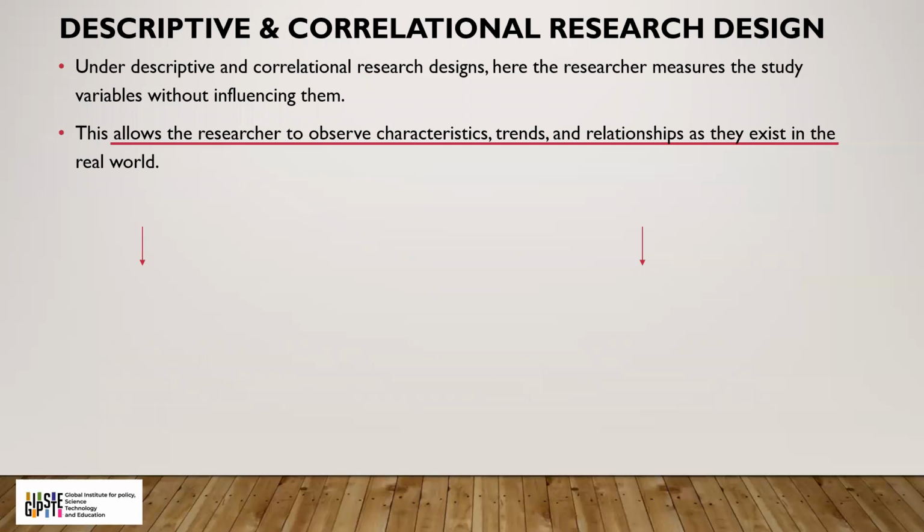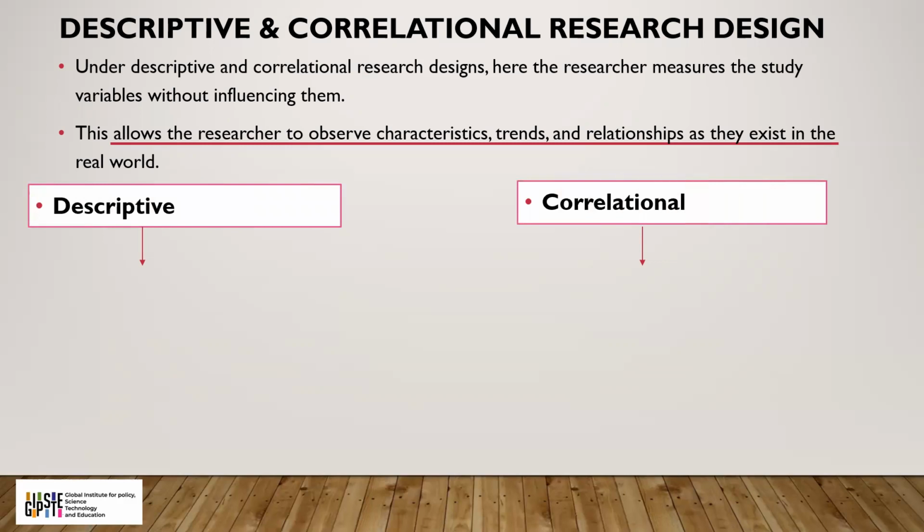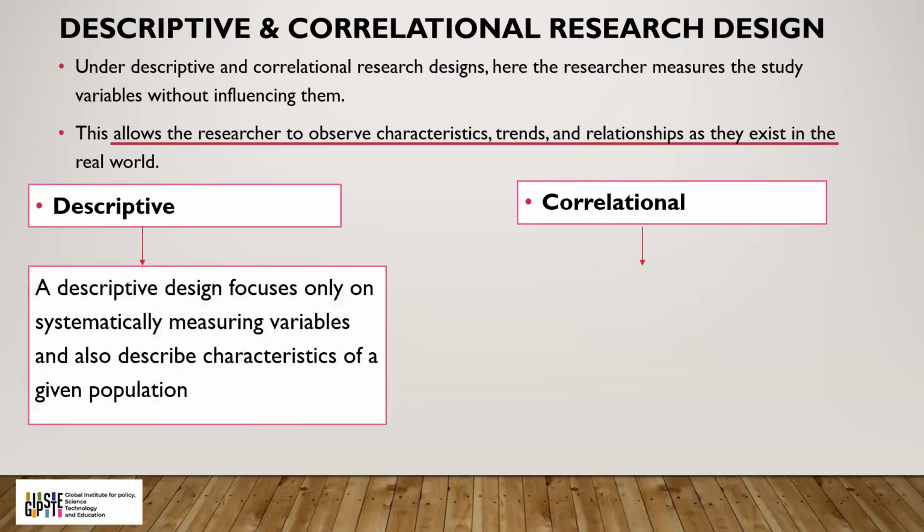Under descriptive and correlational research design, the researcher measures the study variables without influencing them, because they just want to understand the relationship. This allows the researcher to observe characteristics, trends, and relationships that exist in the real world. So for the case of descriptive, a descriptive design focuses only on systematically measuring variables and also describing characteristics of a given population under study.